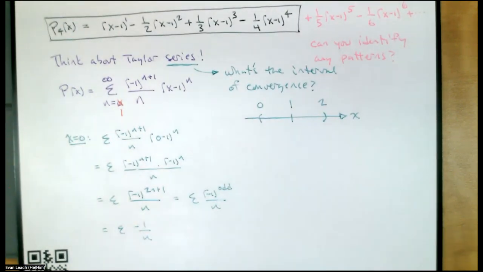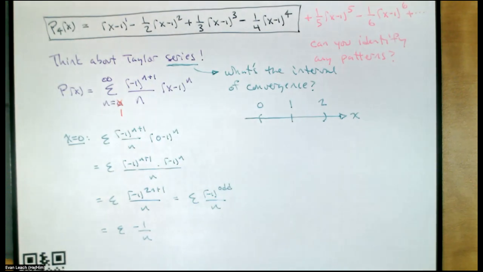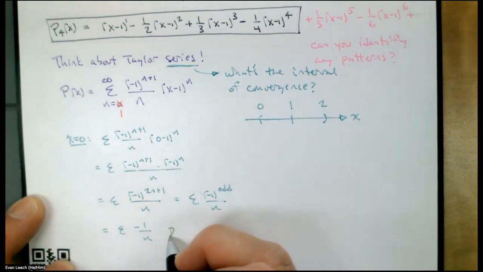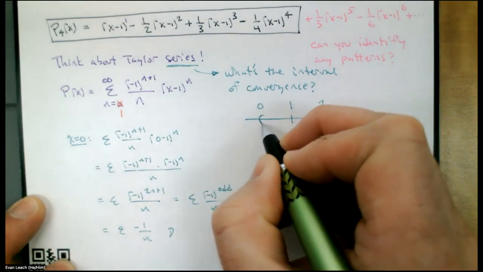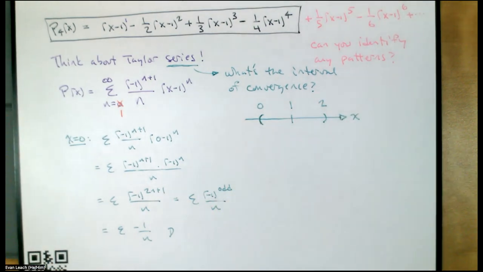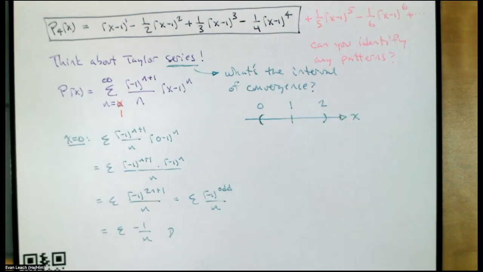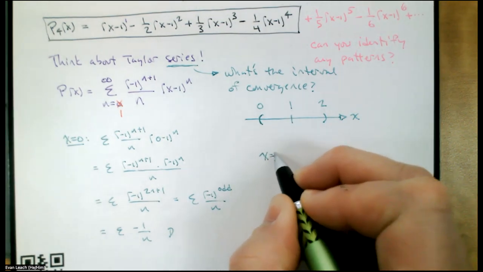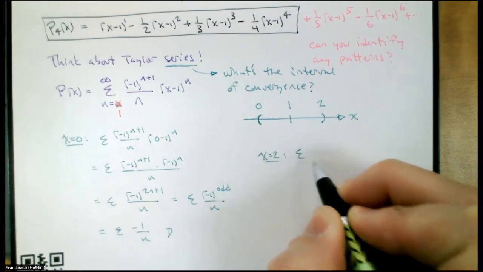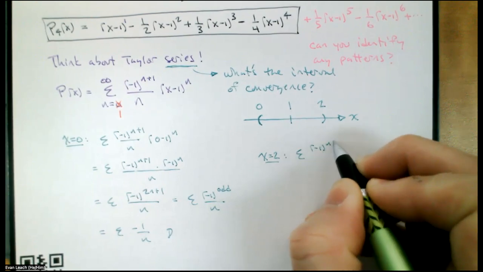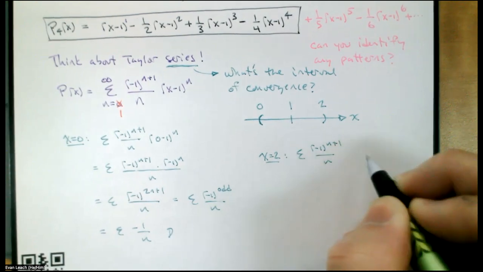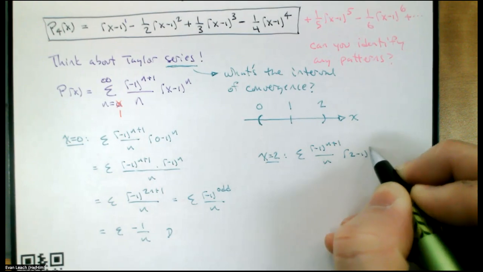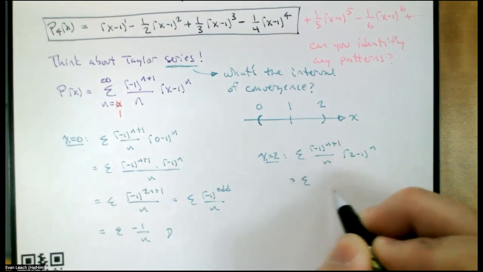So at the zero end, we get the harmonic series, which is not alternating, and the series diverges. Zero is not included. At the other side, with the two, our series is negative one to the n plus one over n times two minus one to the n. And this one works out much simpler.